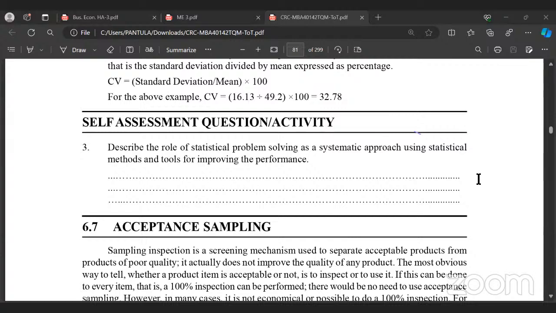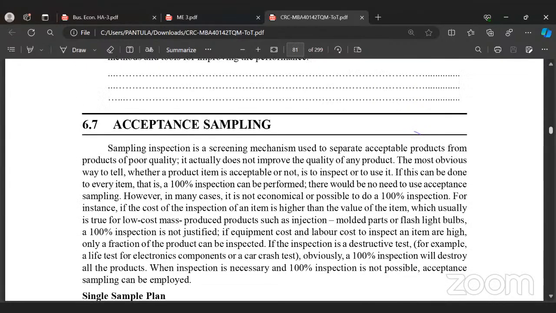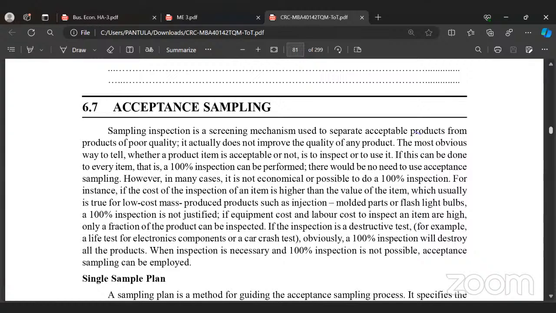Now, acceptance sampling. What is meant by acceptance sampling? Sample inspection is a screening mechanism used to separate acceptable products from products of poor quality. Why do we need to do sampling? Products can be classified into poor quality, great quality, worst quality, whatever it may be. So we need to inspect them, and we need to check the poor quality products.